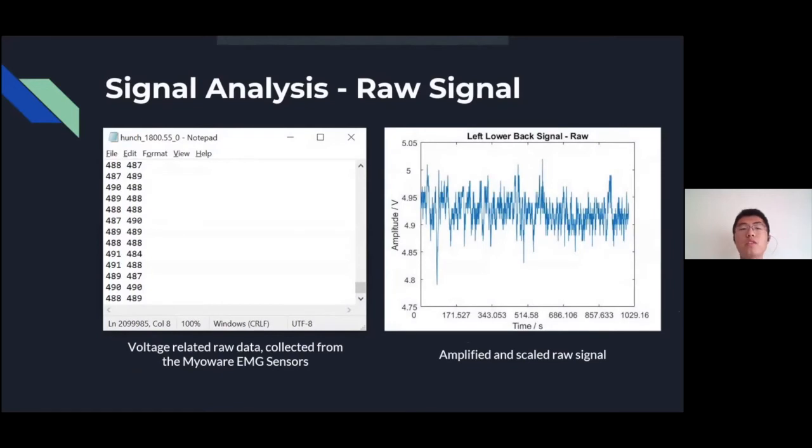Here is the raw signal. The left one is the original raw signal, which is voltage related and it's collected from the millbar EMG sensors. And the right side is the amplitude and the scaled raw signal. The right side diagram is plotted out from the left side original signal data.